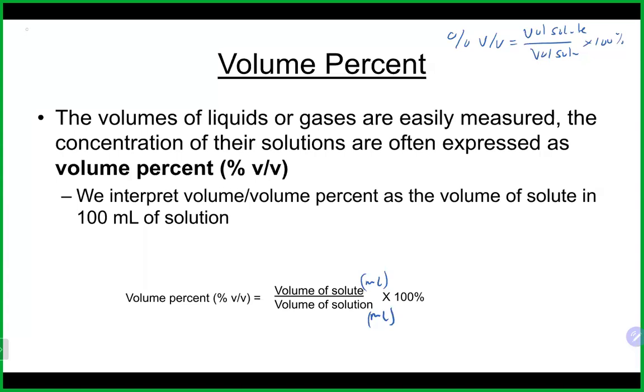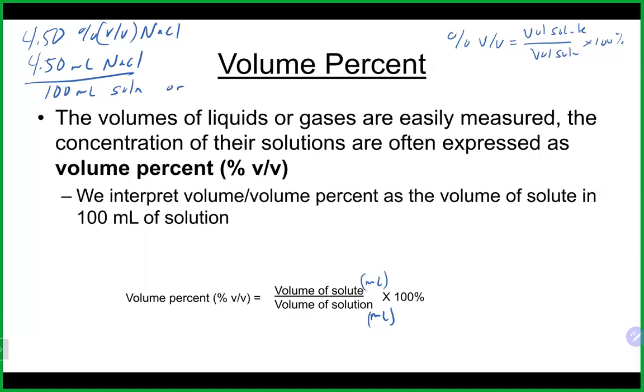Again, same idea. If you had a 4.5% by volume sodium chloride solution, you could also turn it into a conversion factor. That would mean in this case you have 4.5 milliliters of sodium chloride over 100 milliliters of solution. Or of course you could flip it around. 100 milliliters of solution would contain 4.5 milliliters of sodium chloride. So just like we did in that last problem with mass percent, you could also use a conversion factor if you are given the percent concentration by volume.